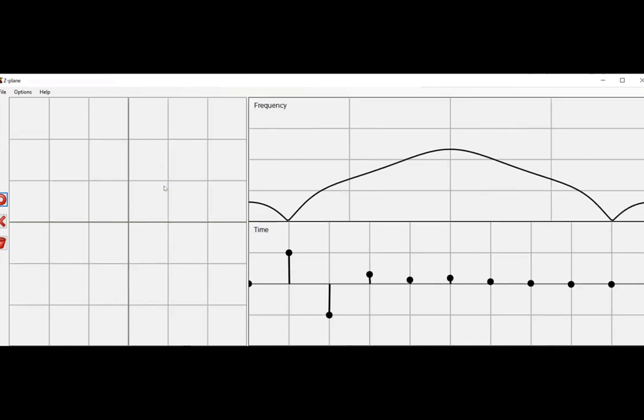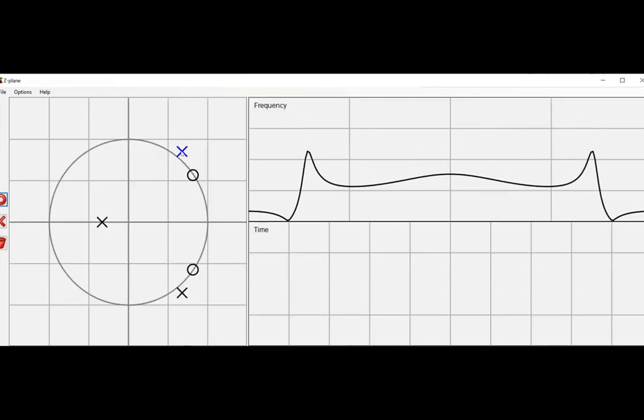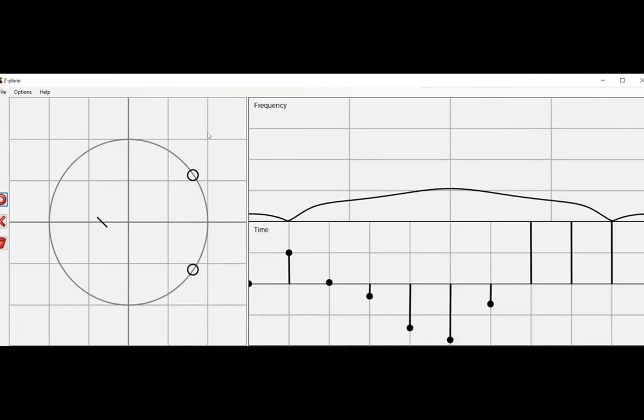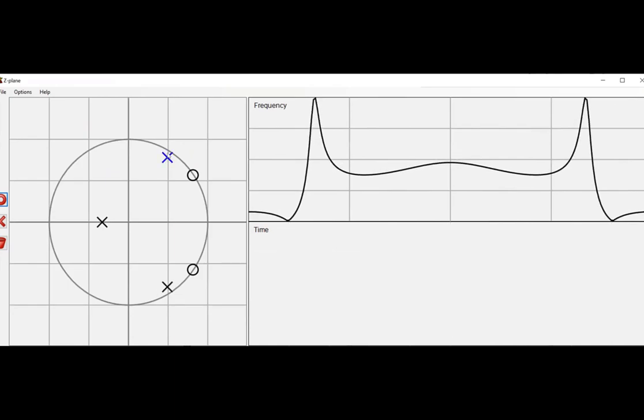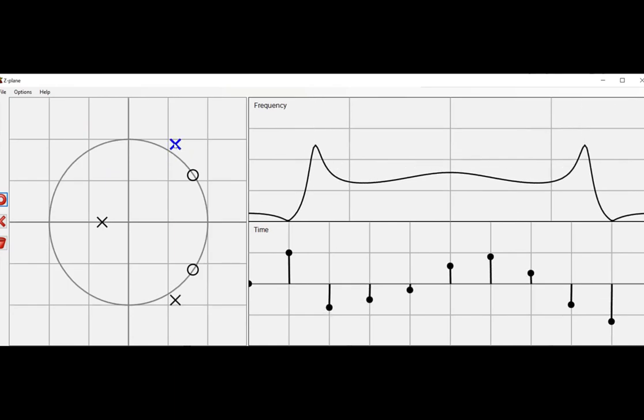The moment we move any poles, though, outside the unit circle, the further outside, the more unstable the system goes. So the moment the pole is outside the unit circle, our system is unstable.